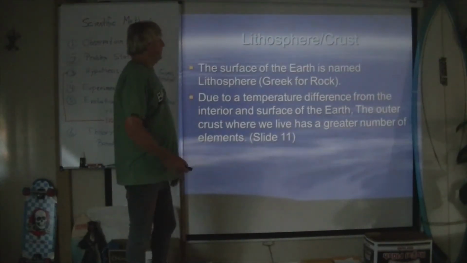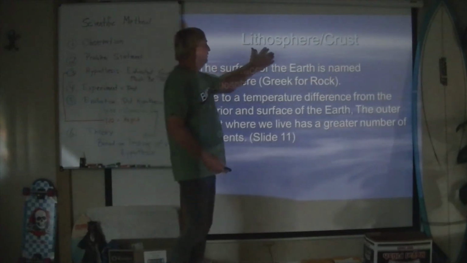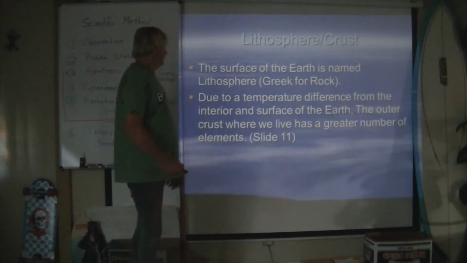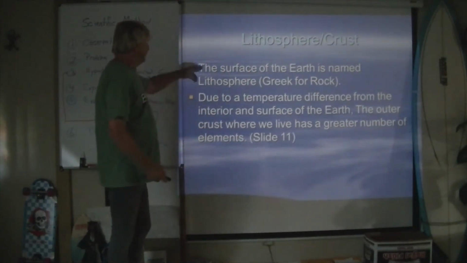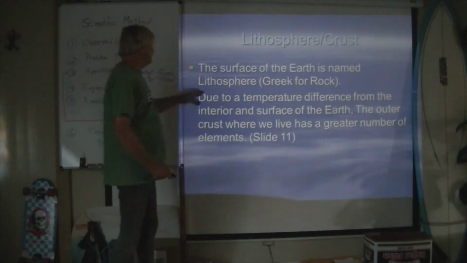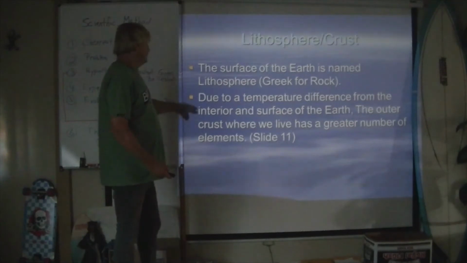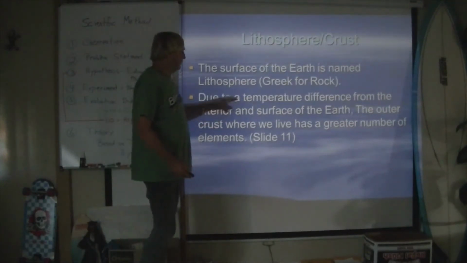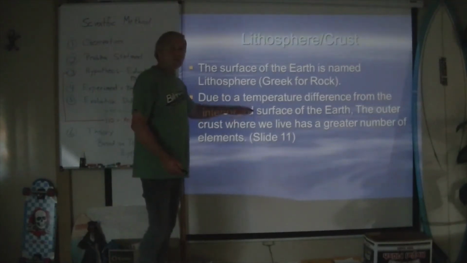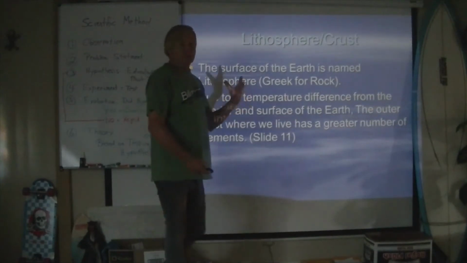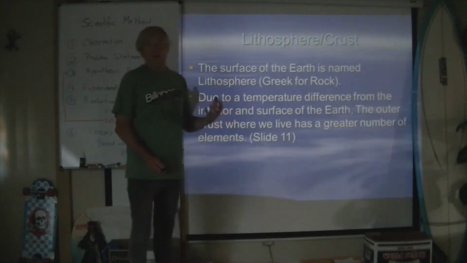So the lithosphere, the crust. Lithosphere is a Greek word that simply means crust. The surface of the Earth is named lithosphere, excuse me, due to the temperature difference from the interior of the Earth to the surface of the Earth, which is obviously cooler. Otherwise we won't be able to walk on it.